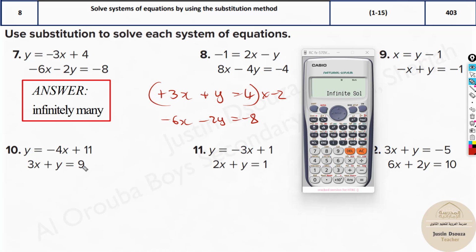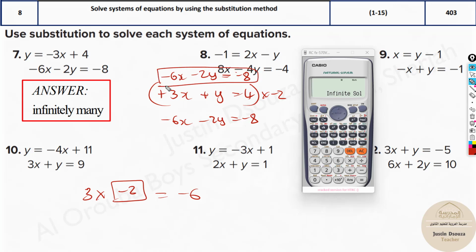What happens? If I do 3 times unknown value, I should get minus 6. It is minus 2. 3 times minus 2 is minus 6. So let me multiply throughout each term by minus 2. What will happen? I'll get minus 6x minus 2y equals minus 8. Now compare these two equations. Can you see they are the same equations? They are literally the same.